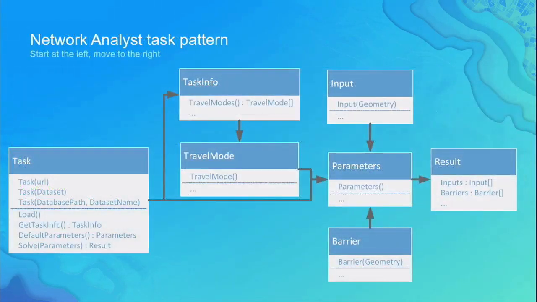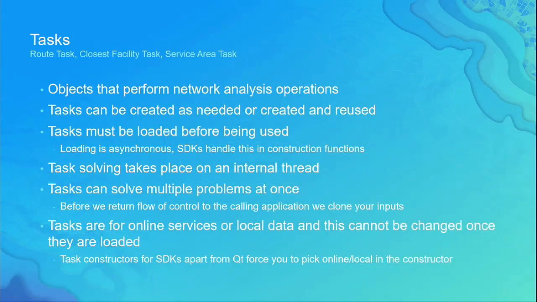So taking a step back, the network analyst tasks have a pattern. It doesn't matter which SDK you're using. It doesn't matter if it's .NET. It doesn't matter if it's Objective-C. Doesn't matter if it's Java, they have a pattern that you can follow. And these are, at a very high level, what the objects look like, and the pattern is to start here on the left and work your way over to the right. So what I want to do is talk pretty quickly about each of these just to give you an idea of why they're there. And we'll go back to that slide if you want to take pictures.